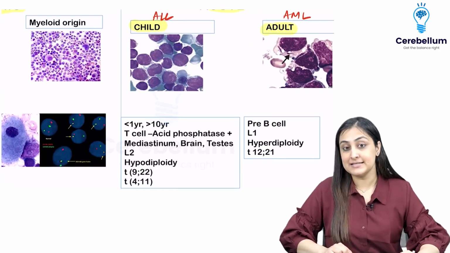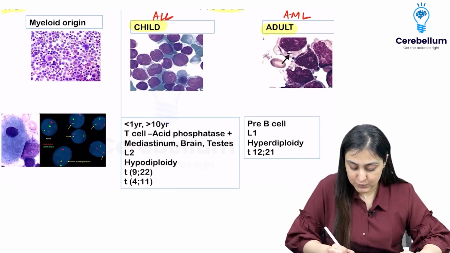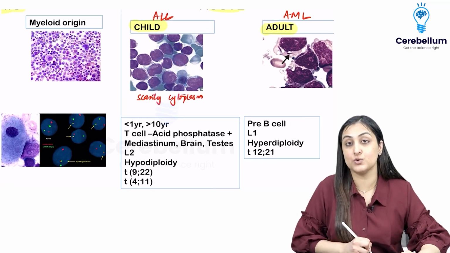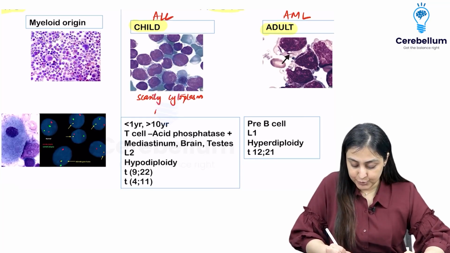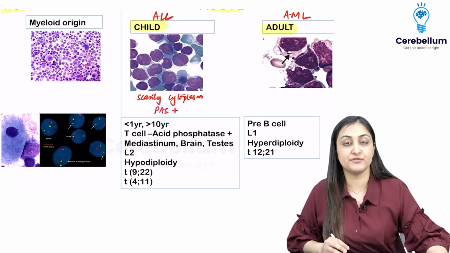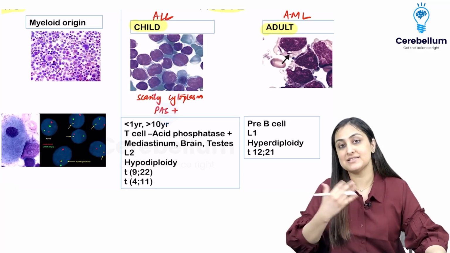If you look at the cells, how are the lymphoblasts? So the lymphoblasts, remember, are gonna have scanty cytoplasm. You can barely see any cytoplasm, the nucleus is so large. Apart from that, if you do the staining, this is gonna be PAS positive. We all know what are PAS positive, we've discussed this. This is also diastase resistant.